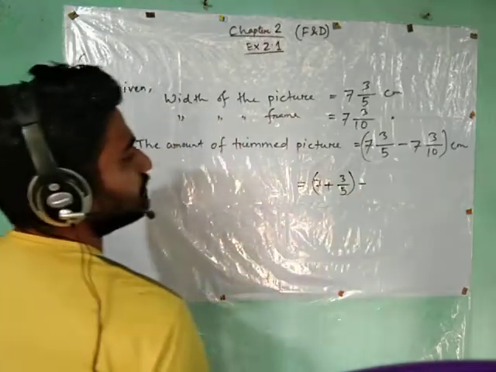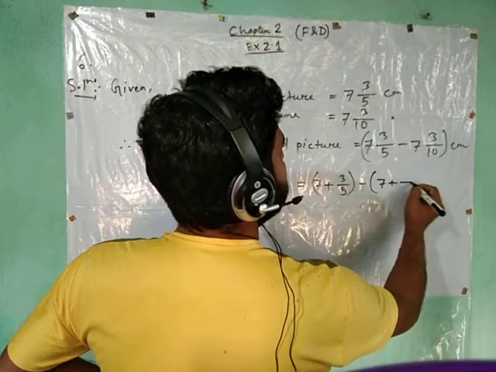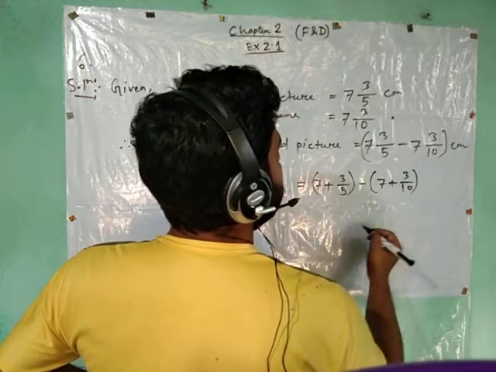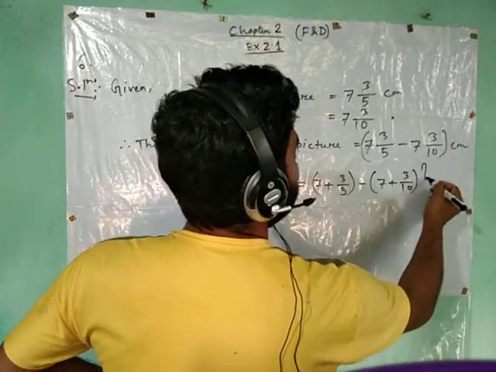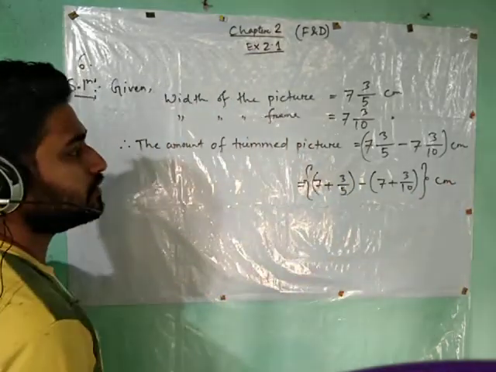Minus is there, minus. Let me write here minus. This can be plus 3 by 10. Can I write it here? और ये सेंटीमीटर लिखना है दोनों के लिए, तो I have to put this bracket. Do you have any doubt here?